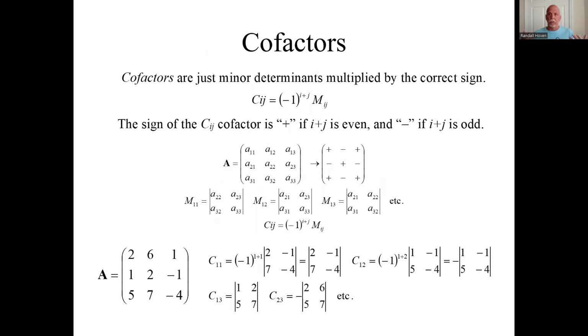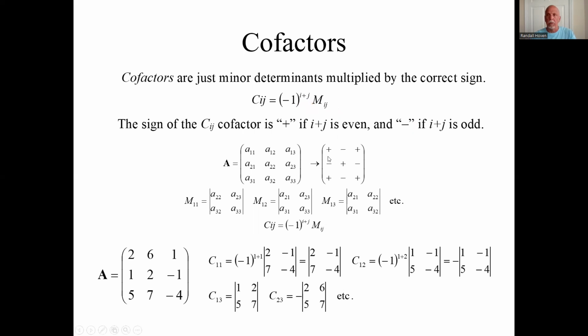Cofactors are just minor determinants with the proper sign, either a plus or minus. And you could do it 2 ways. If you think of the cofactor as C sub ij, it is minus 1 to the i plus j times the ij minor determinant. If i plus j is even, it's a plus. If i plus j is odd, it's a minus.